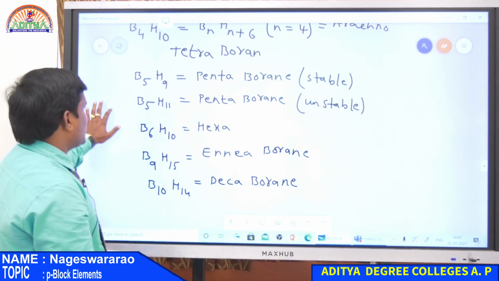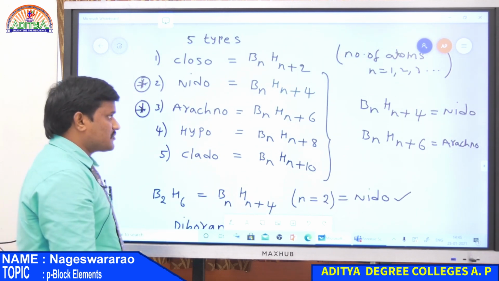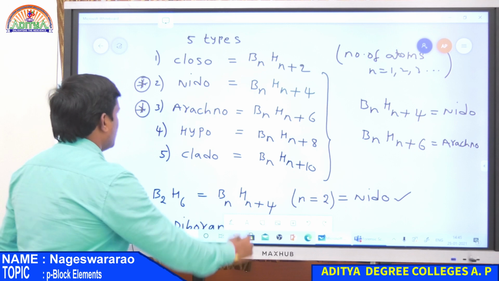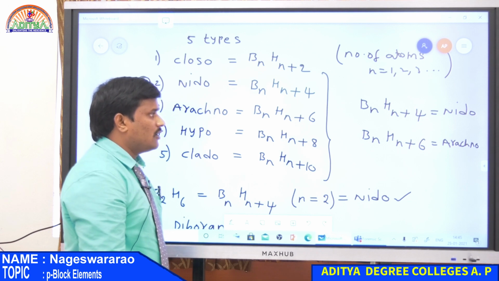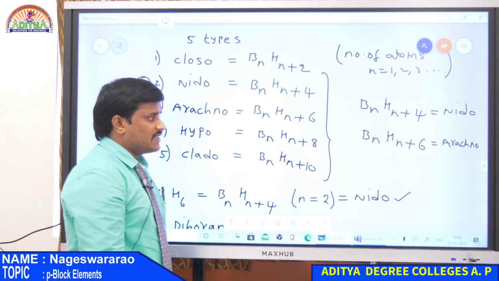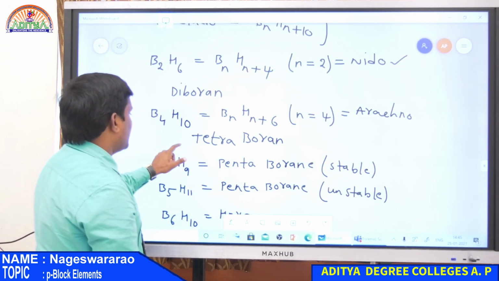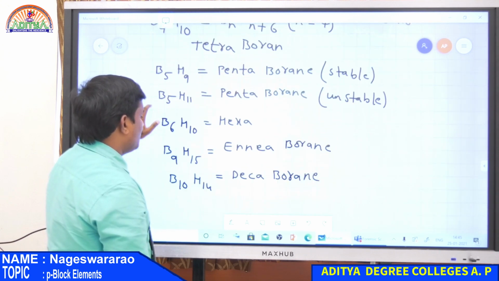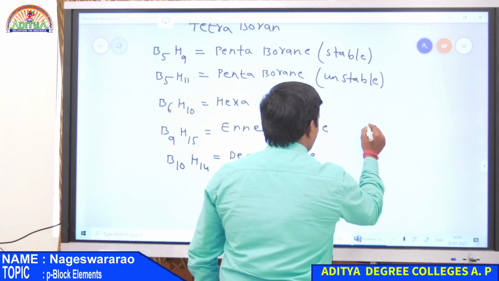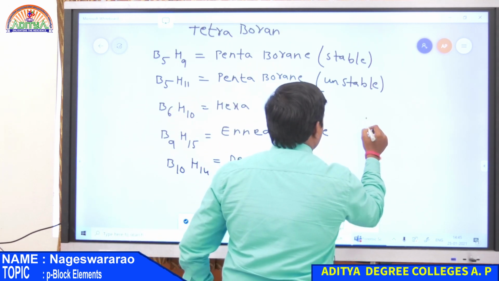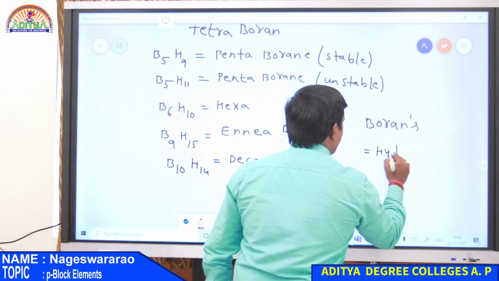So these are the classification of boranes based on the number of boron atoms as well as hydrogen atoms. So these are 5 types. The main important ones are nidoboranes as well as arachnoboranes, having a general formula BnHn+4 for nidoborane and BnHn+6 for arachnoborane. And examples of boranes are diborane, tetraborane, pentaborane, hexaborane, and finally decaborane. So all these are hydrides of boron, simply known as boranes.